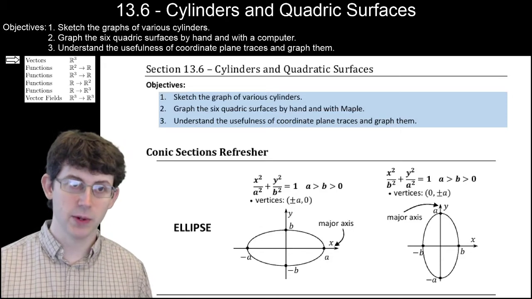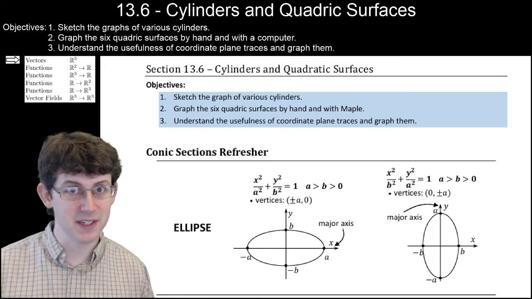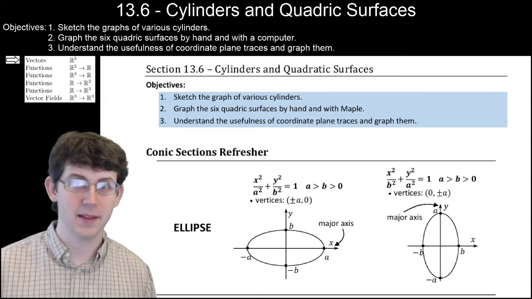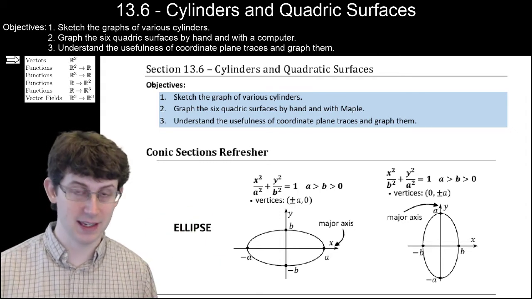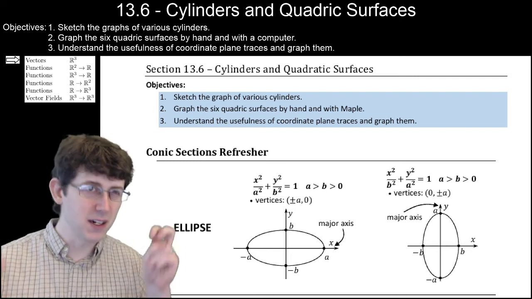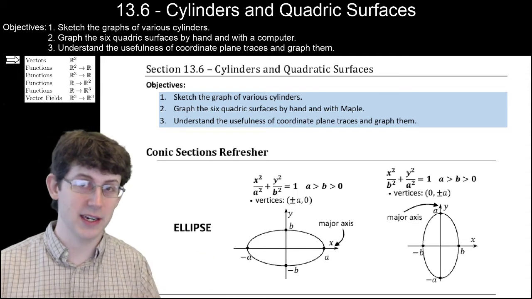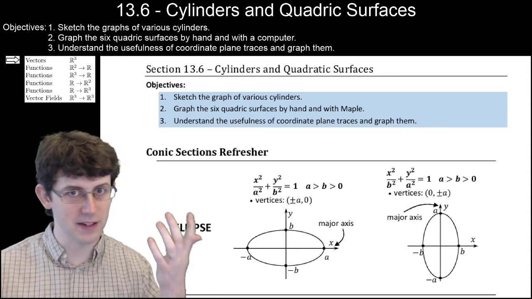This is section 13.6, cylinders and quadratic surfaces, or quadric surfaces. There's two words for it, they mean the same thing. The goal here is we want to be able to sketch some things in 3 dimensions. They won't be functions really, but we'll have an equation, and if you have one equation in space, you get a surface. So we'll be practicing graphing some surfaces.